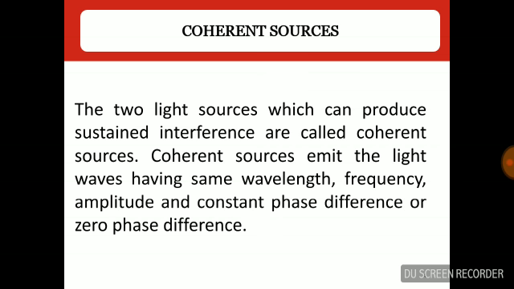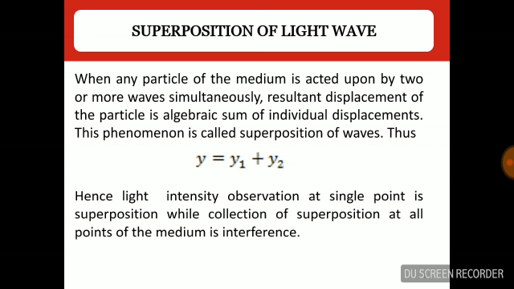A coherent source is necessary to produce the interference pattern. The two light sources which can produce sustained interference are called coherent sources. Coherent sources emit light waves having the same wavelength, frequency, amplitude, and constant phase difference or zero phase difference.